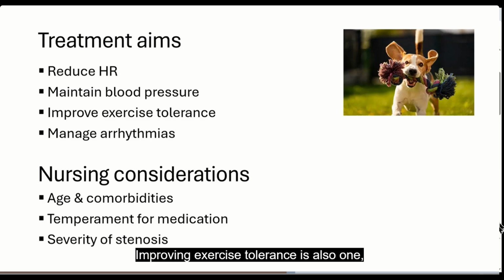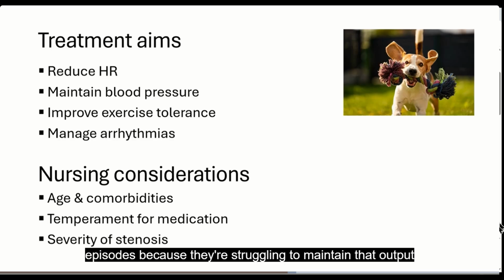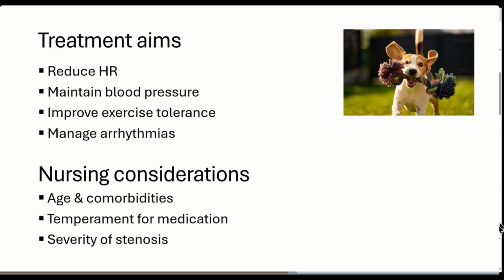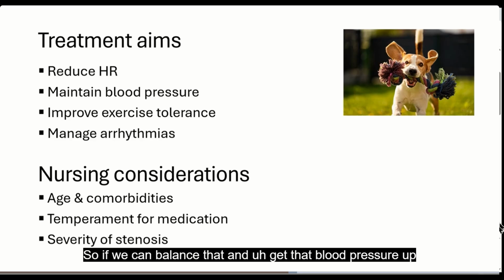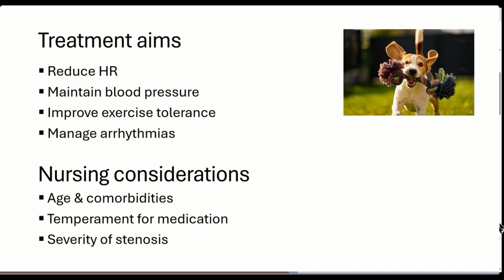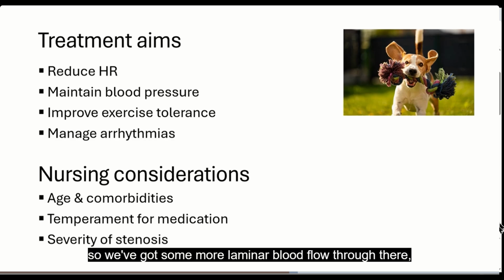So if your patient has a moderate to severe affectation of aortic stenosis, they very often will present with syncopal episodes because they're struggling to maintain that output when they exercise. So if we can balance that and get that blood pressure up and reduce the heart rate a little bit, so we've got more laminar blood flow through there, we'll improve their exercise intolerance as well and manage any arrhythmias that may be showing from that chunky heart muscle.